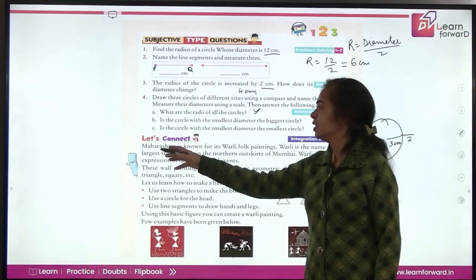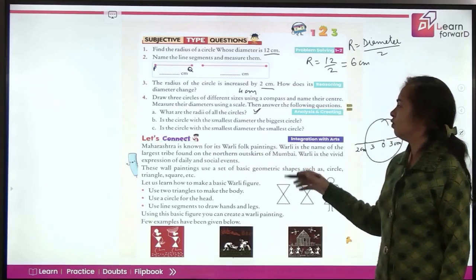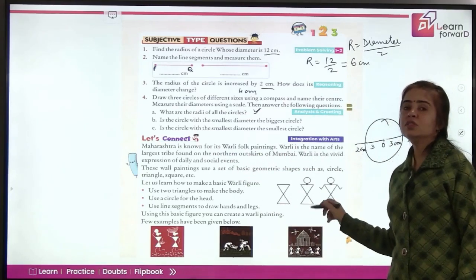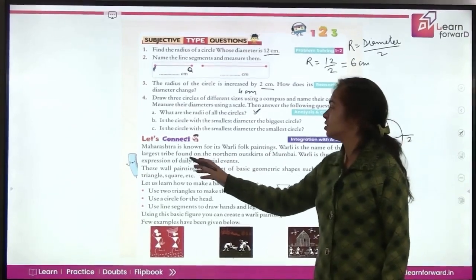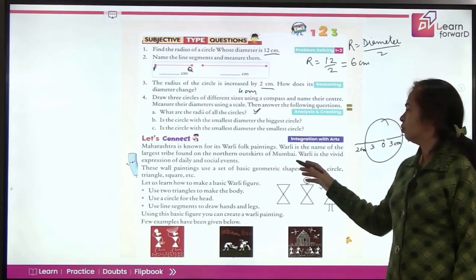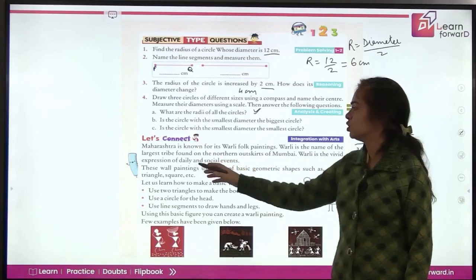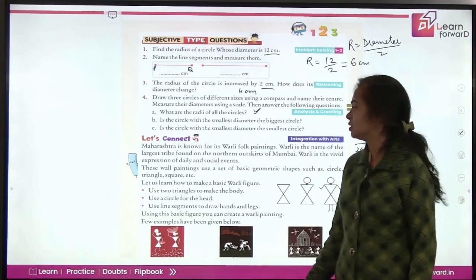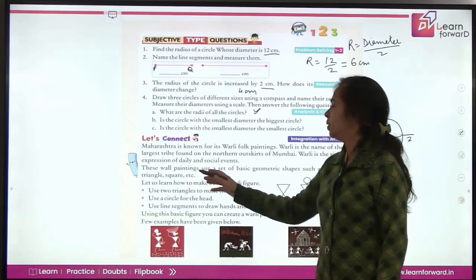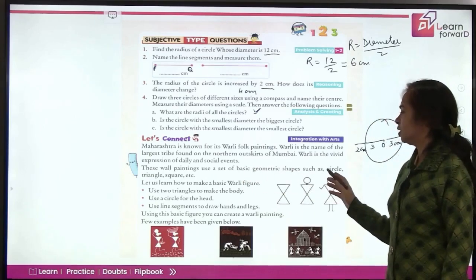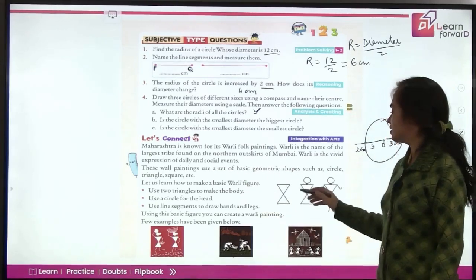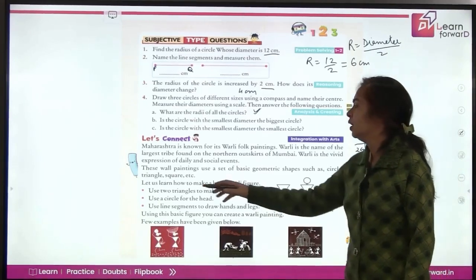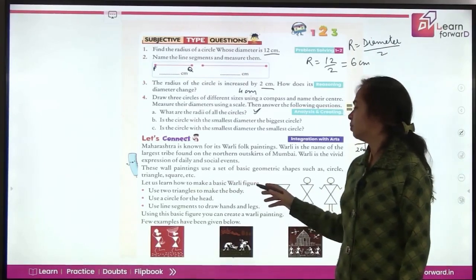Now let's connect. Maharashtra is known for its Worli folk paintings where you use different shapes to draw figures. Worli is the name of the largest tribe found on the northern outskirts of Mumbai. Worli is the vivid expression of daily and social events they describe here. These wall paintings use a set of basic geometrical shapes such as circle, triangles, squares and some lines, etc. Now let us learn how to make the basic Worli figures.